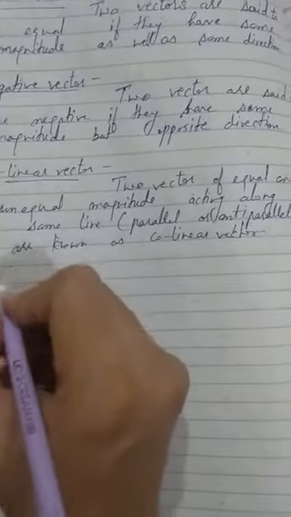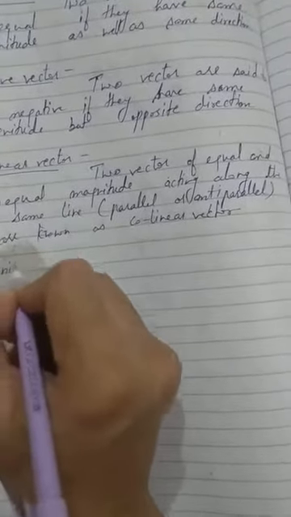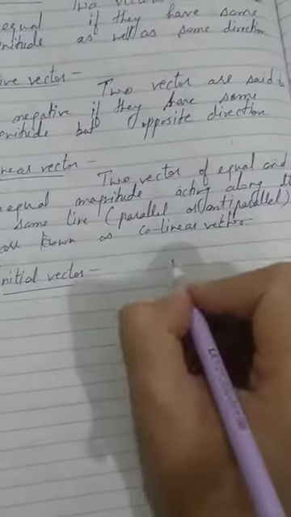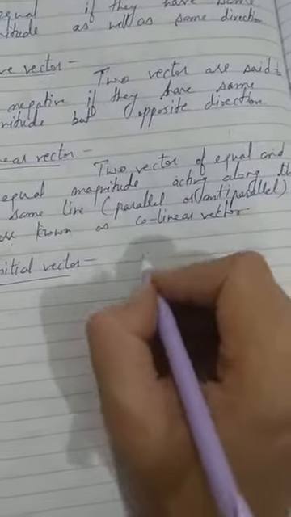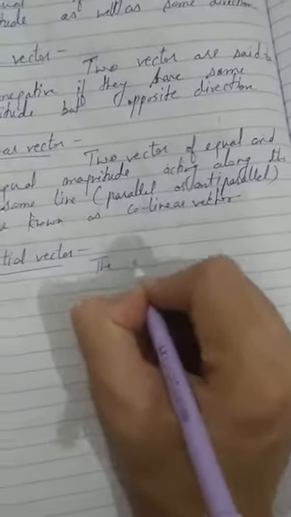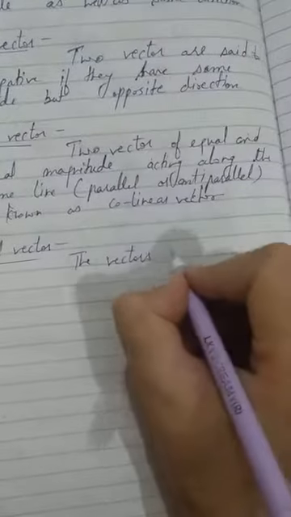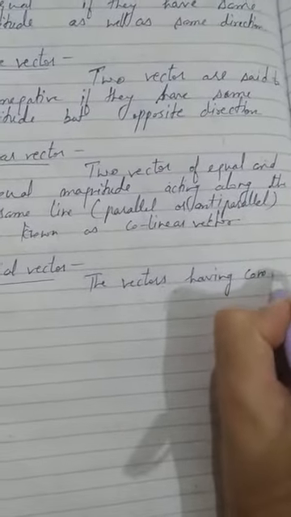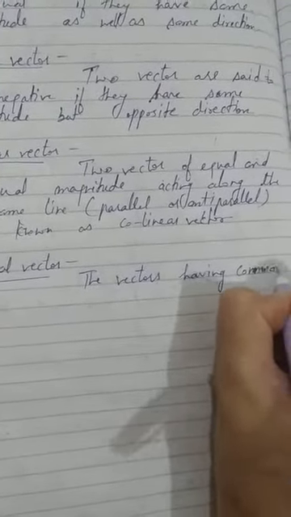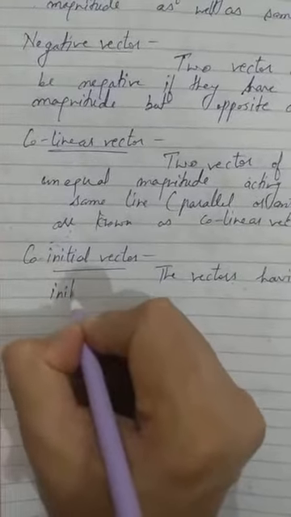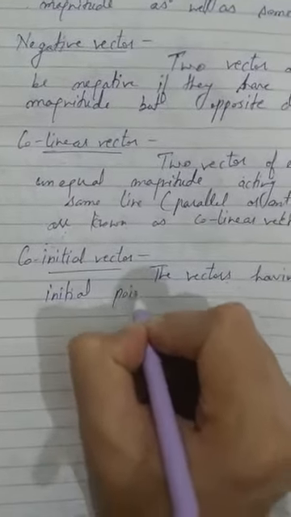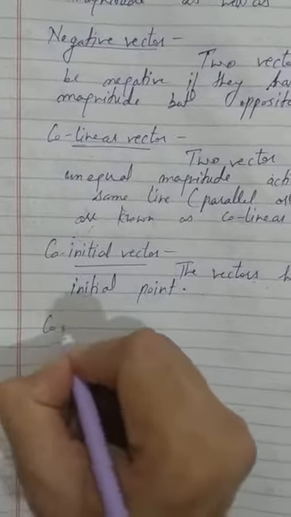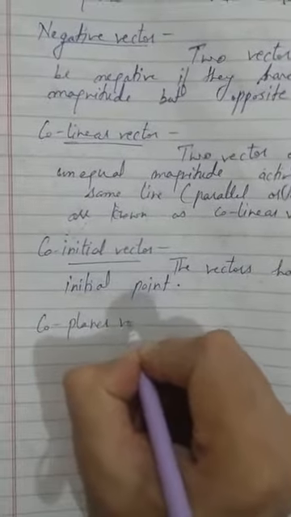Now the next vector is co-initial vector. What is co-initial vector? That having a common initial point. The vectors having a common initial point are called co-initial vectors.